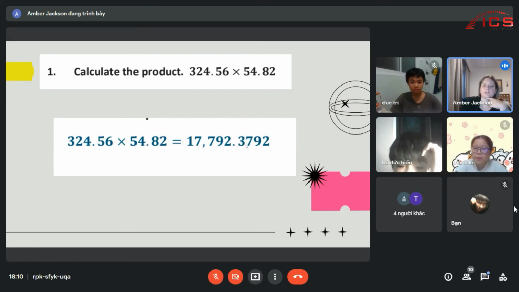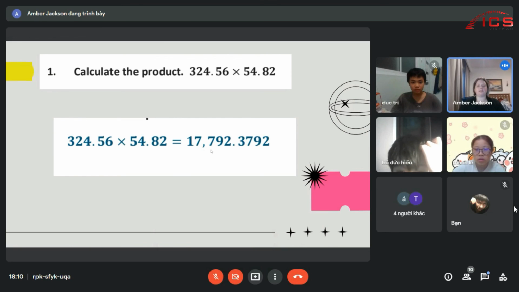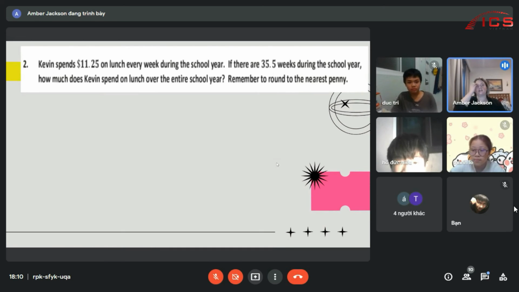Okay, so when you're telling how much something is and it's after the decimal place, you don't have to worry about saying it as a fraction. What you'd say is the answer, which you got completely correct. Very good job. For anything after the decimal, you just say the numbers in the order, okay? So 324.56 times 54.82 gives us 17,792.3792.